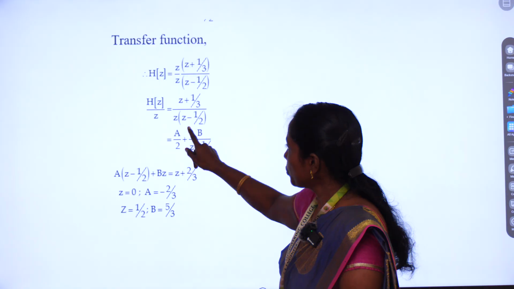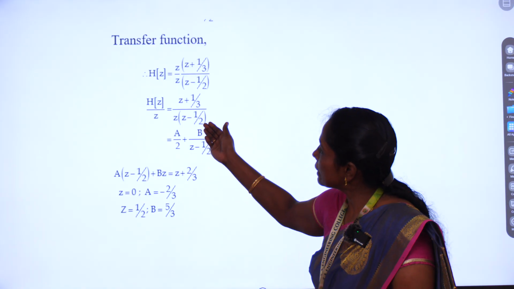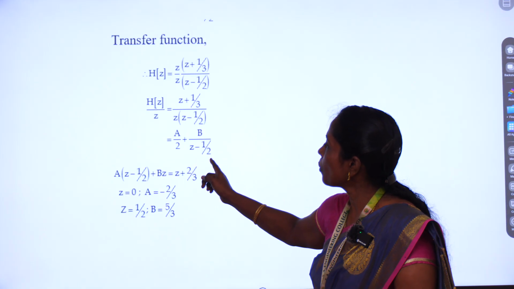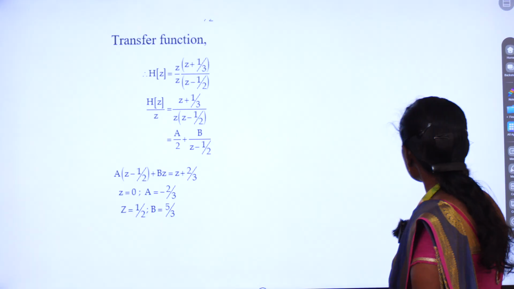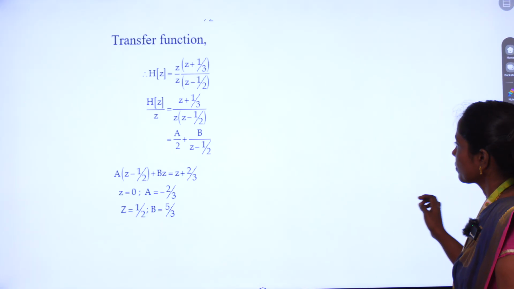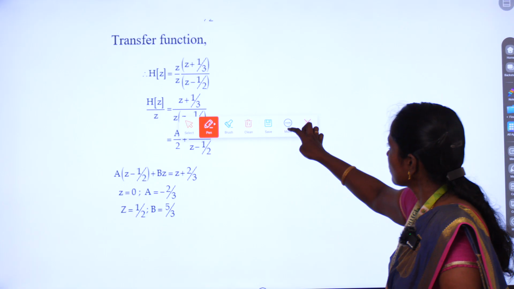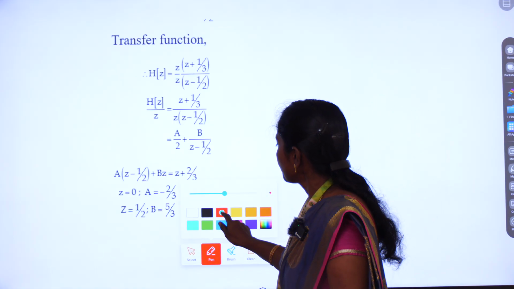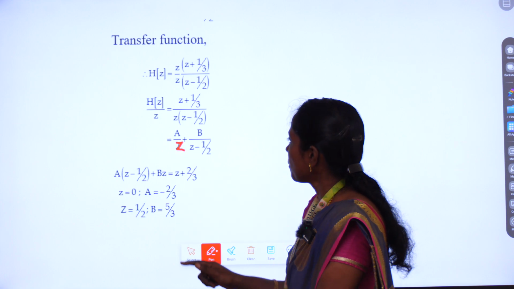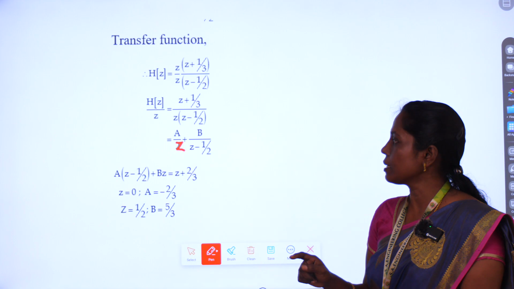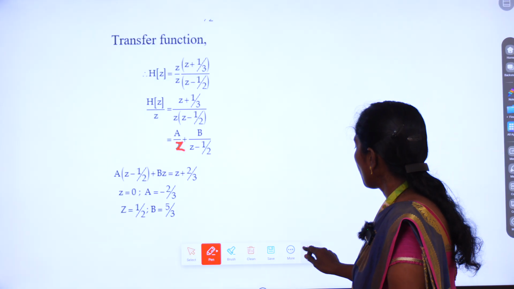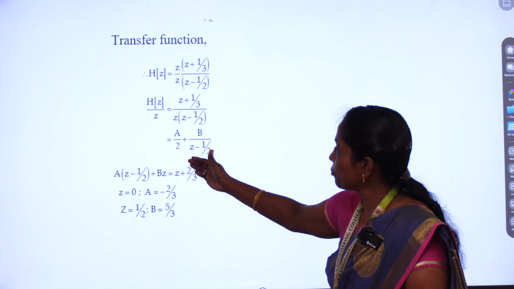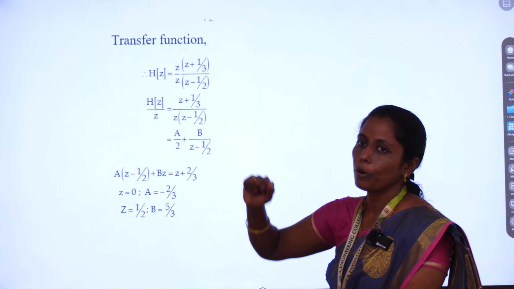So we have two terms in the denominator. So let us split like this: A divided by z plus B divided by z minus 1 by 2. So now what we have to do is segregate the equation in order to find what is A, what is the value of B.